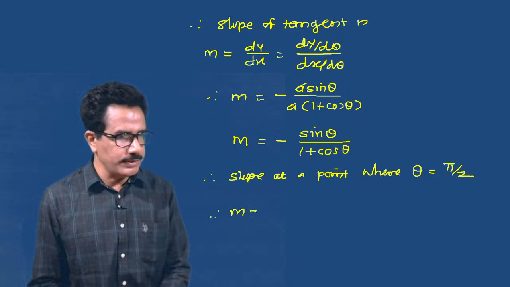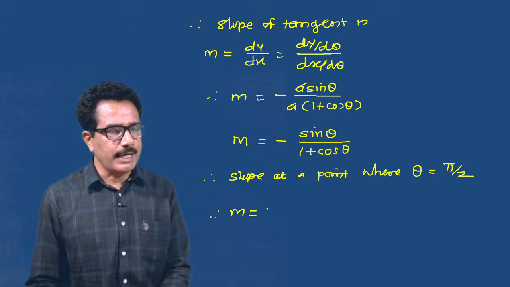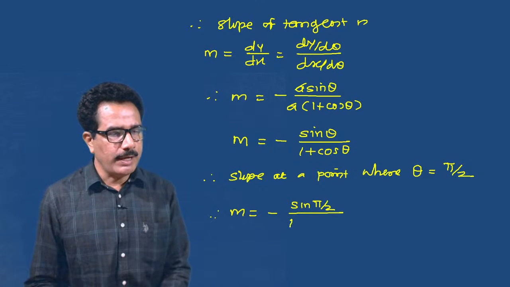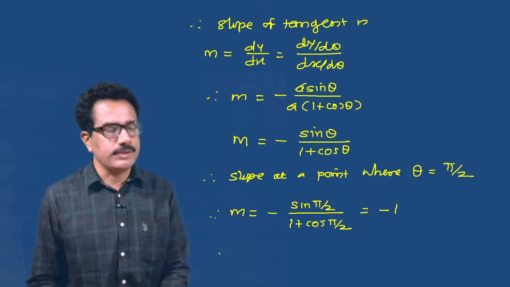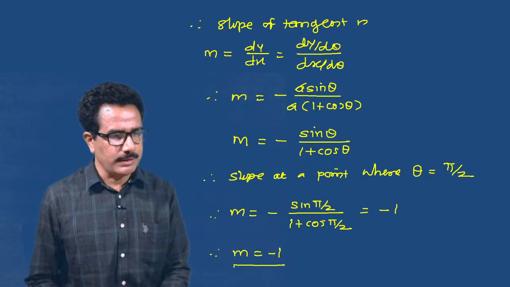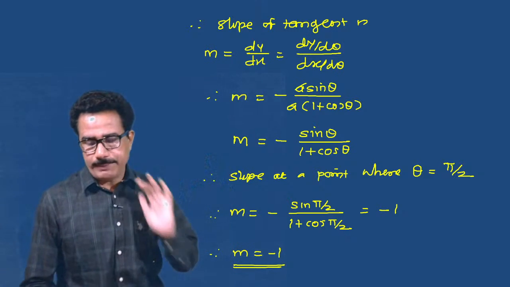Therefore, m is equals to, let's see what happens, m is equals to minus sin pi by 2 divided by 1 plus cos pi by 2, that is equals to minus 1. Therefore m is equals to minus 1. This is the slope of the tangent at theta is equals to pi by 2.